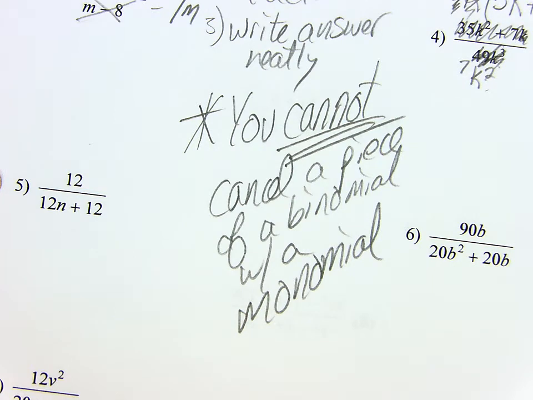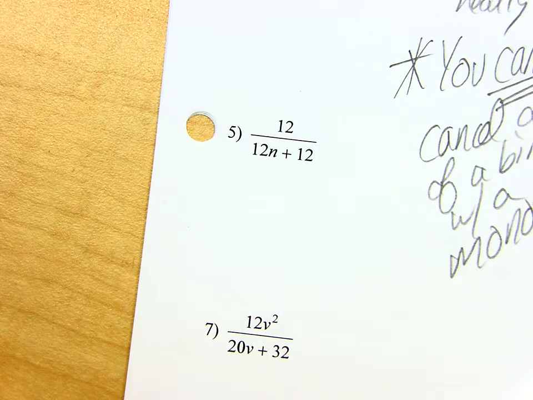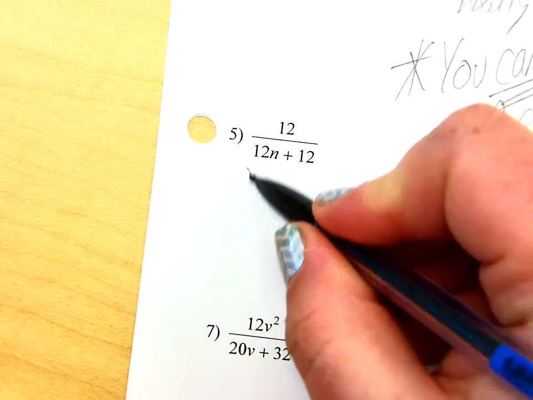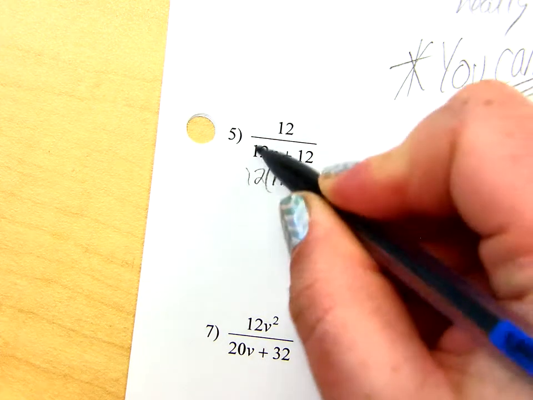So let's try 5. All right, anything to do in the numerator? No, it's just a 12. But downstairs I can take out a 12. So then I'd have n plus 1.